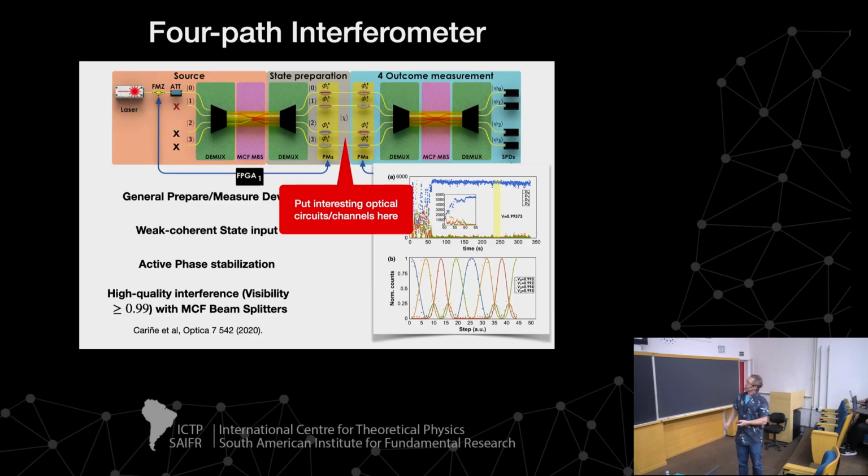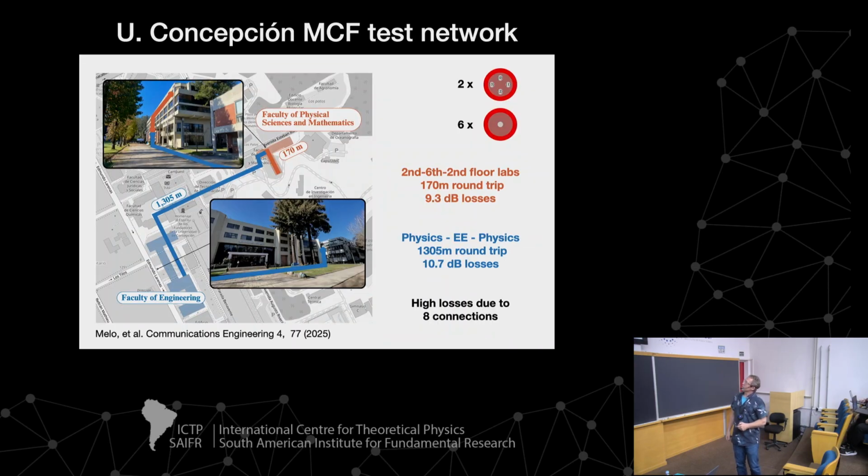So at UDEC in Concepción, we actually have a multi-core fiber with a cable, right? A fiber cable connecting the physics building to the engineering building. So this is 1.3 kilometers round trip. So it's, I guess, almost 700 meters of fiber stretched between the two buildings. Inside this cable, there are actually 2 multi-core fibers and 6 single-core fibers of different types.